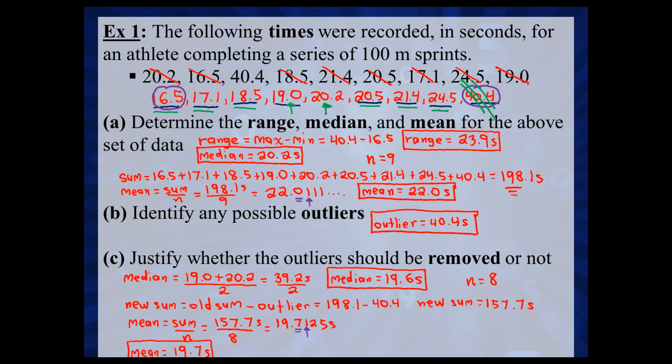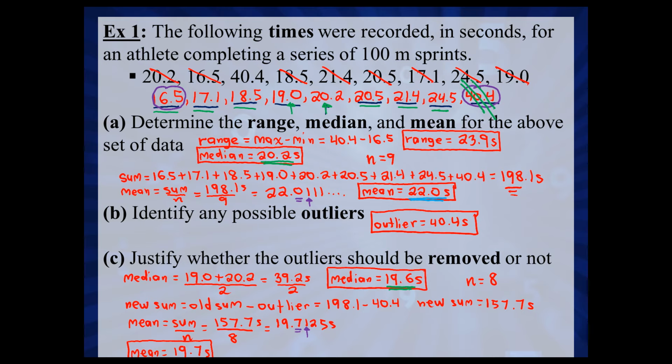Now, should we remove the outlier or not? Well, let's compare what happened to the mean and median after the removal of the outlier. Okay, with the outlier included, the median was 20.2. When I removed the outlier, the median became 19.6. So it went down a little bit. It went down by 0.6. That's not a huge drop off though, so I wouldn't be overly concerned with that one. But let's look at what happens to the mean. So the mean was initially 22.0 seconds, and it dropped all the way to 19.7 seconds.